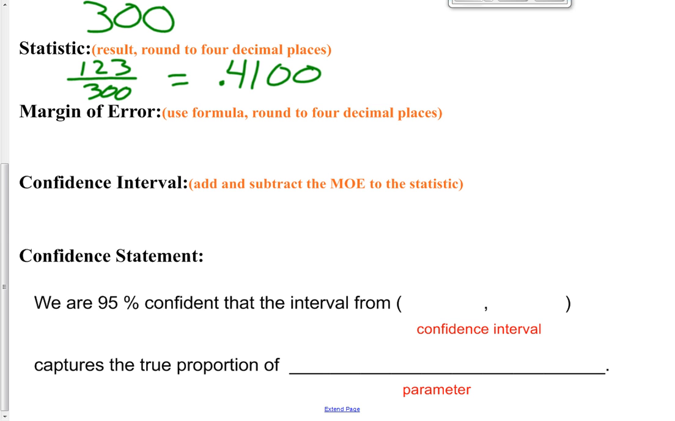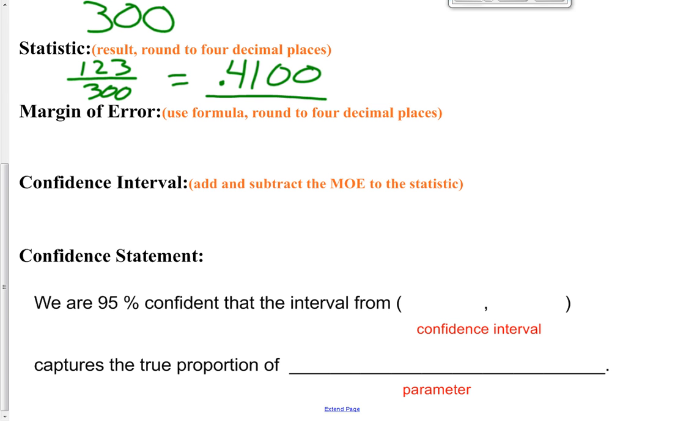So we're predicting that 41% of the entire population exercises 3 times per week. We might be off. Maybe it's 40, maybe it's 39, maybe it's 43. We might be off, but we're predicting that 41% of females exercise 3 times a week, and we got that from our sample. But we know we might be off, so that's why we have a margin of error.